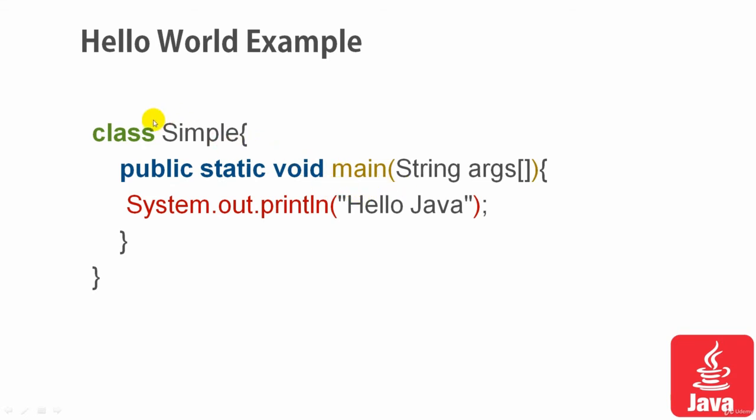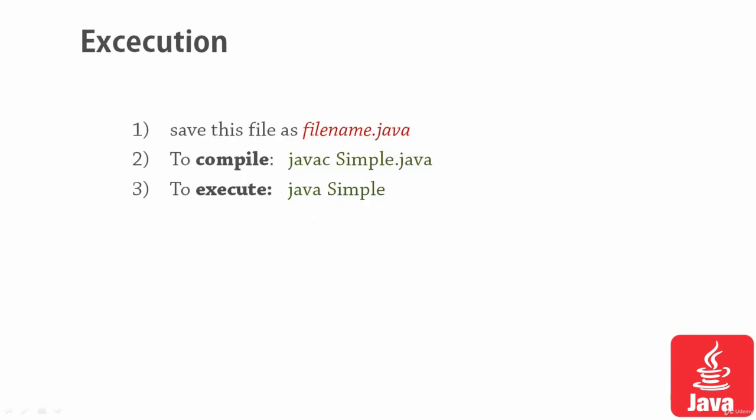So the above two lines, class Simple and public static void main, we need to write in all our programs from now onwards. This System.out.println line helps our compiler print a particular string, that is Hello Java, on the screen. And we need to provide the curly braces for opening and closing.